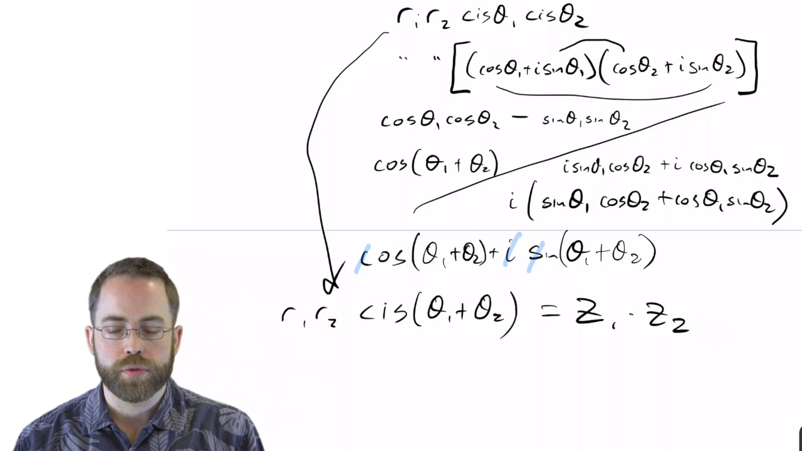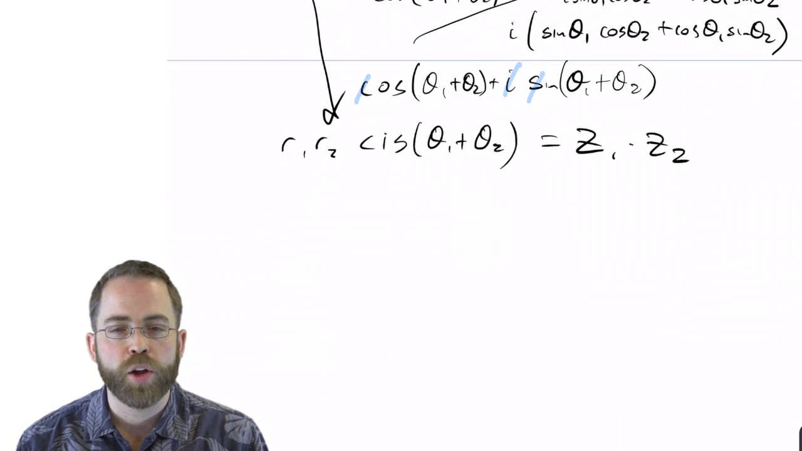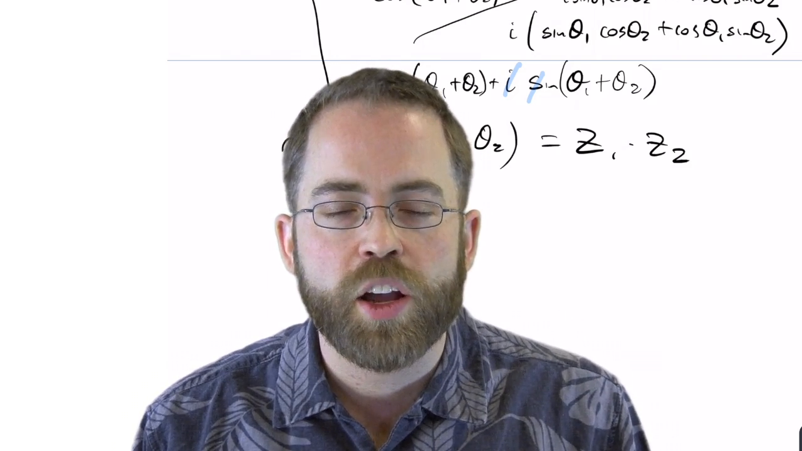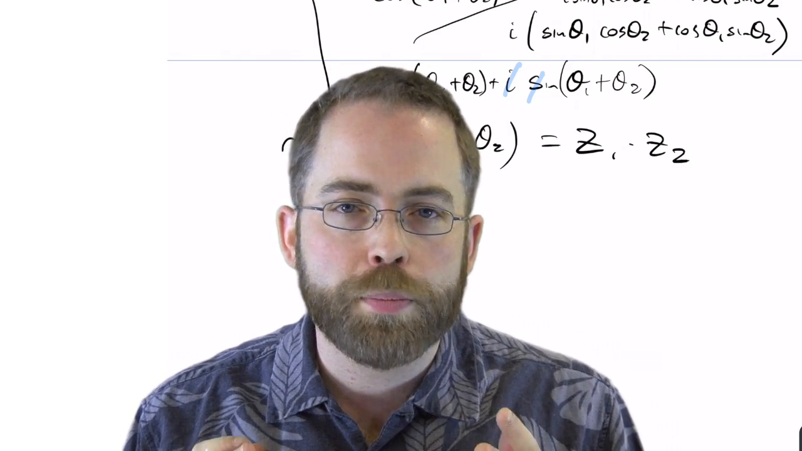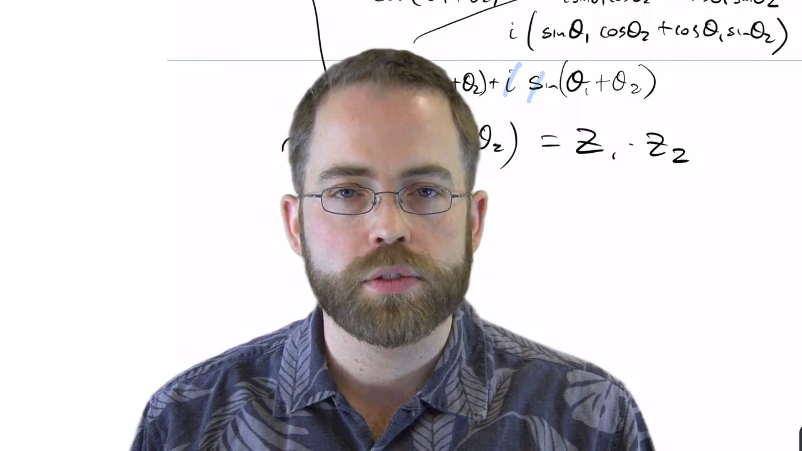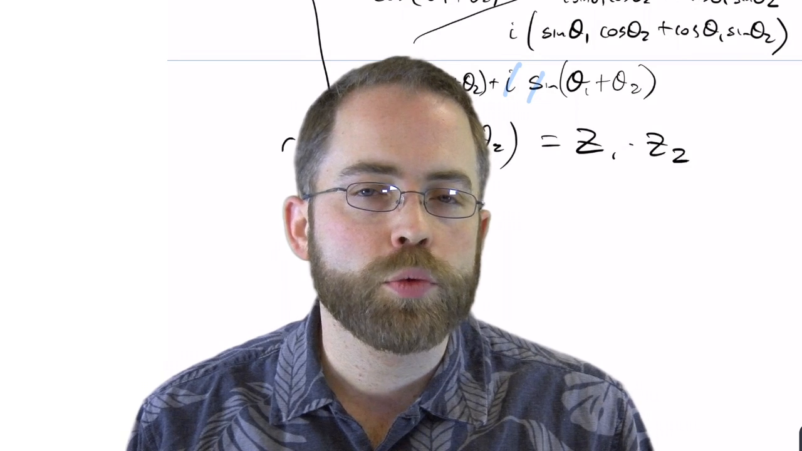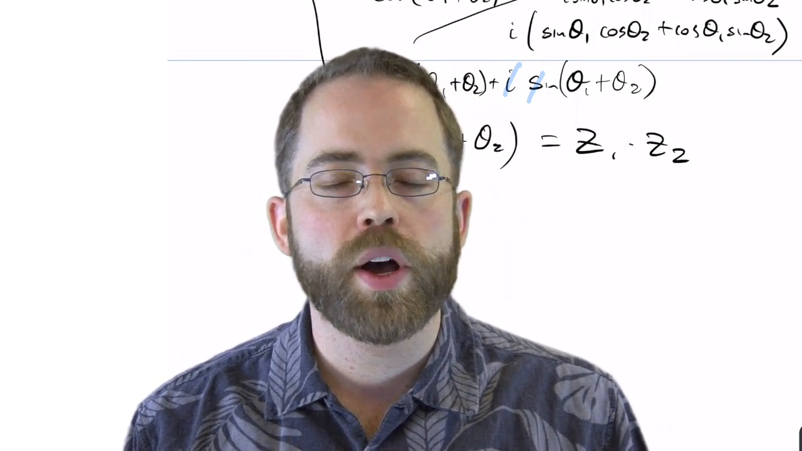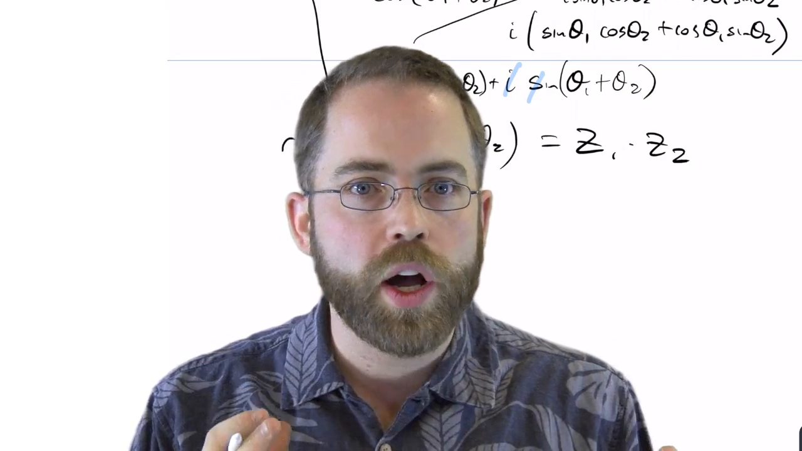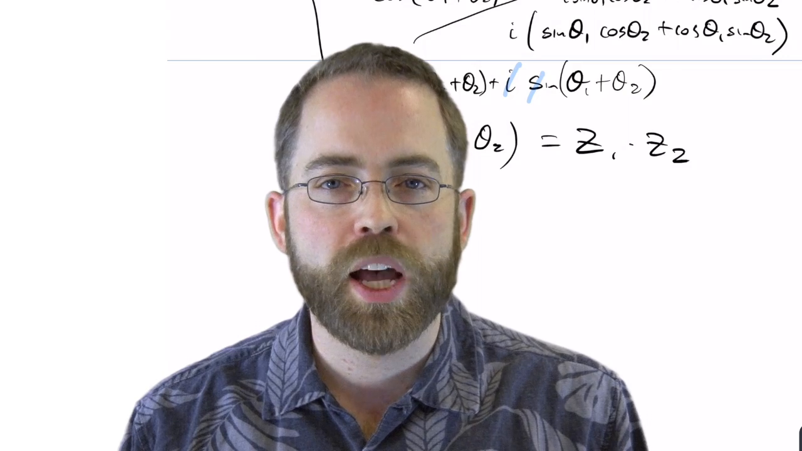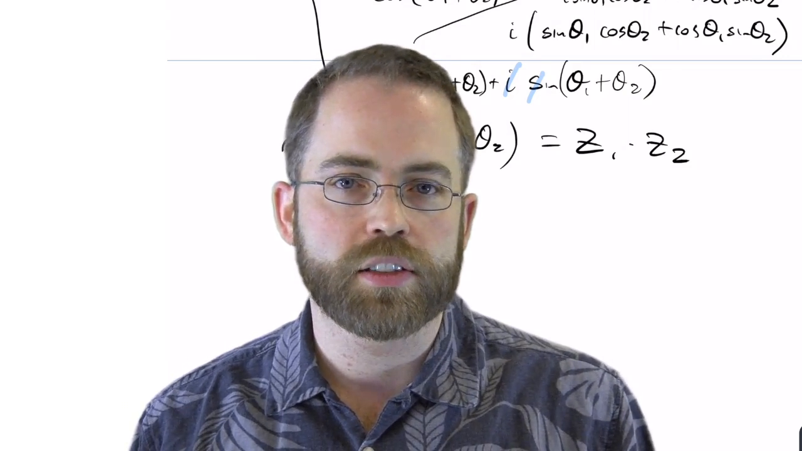What did we just prove? What is this just saying? In ordinary speech, we're saying when you want to multiply two polar complex numbers, you multiply their radii and you add their angles. That's all you have to do. That's what multiplication is, to just multiply the radii and add the angles.